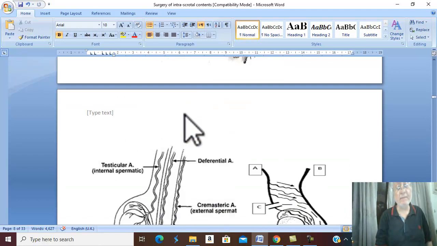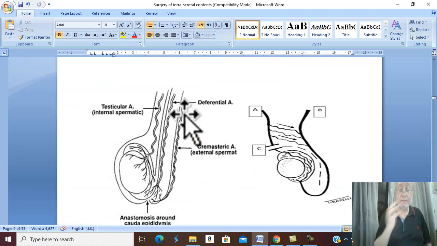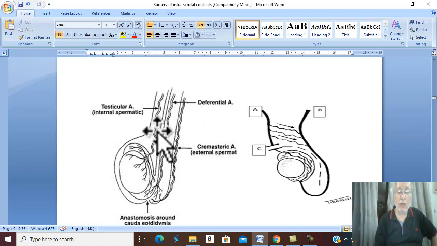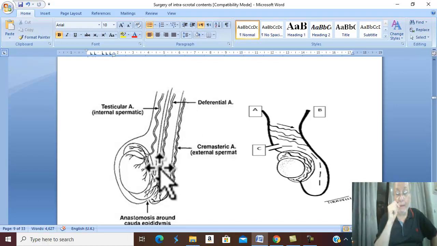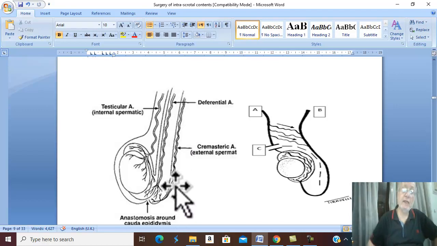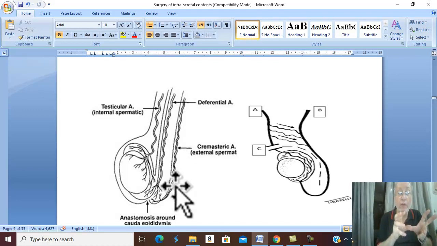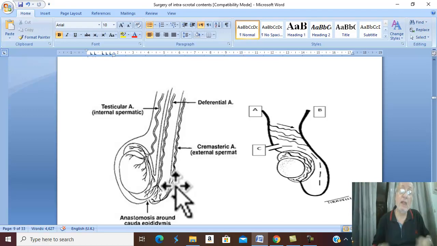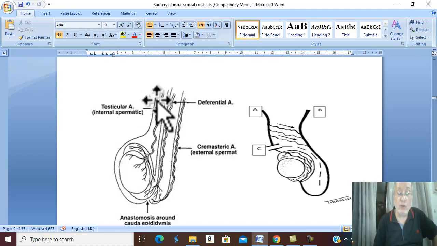Fowler-Stephens operation, the idea of this operation depends on the fact that in the spermatic cord there are the testicular artery, the artery to the vas, and the cremasteric artery. First of all, in this technique, the Fowler-Stephens operation, put a vascular clamp on the testicular vessels and look at the testis.